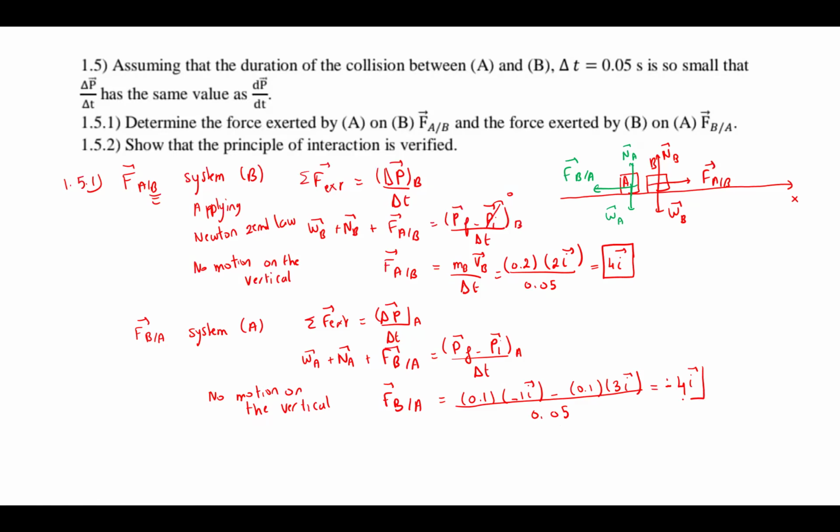Now we continue. Show that the principle of interaction is verified. We notice here, so this is 1.52, that the force done by A on B is equal to negative the force done by B on A. We have the same magnitude, opposite direction, which means that the principle of interaction is verified.